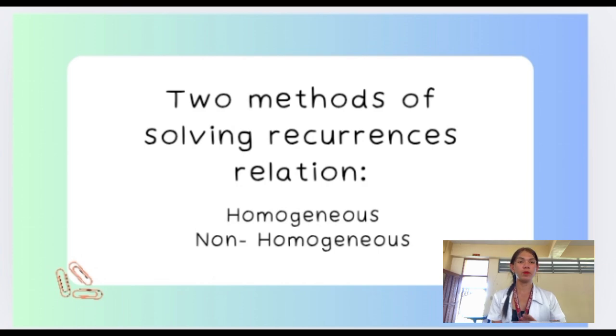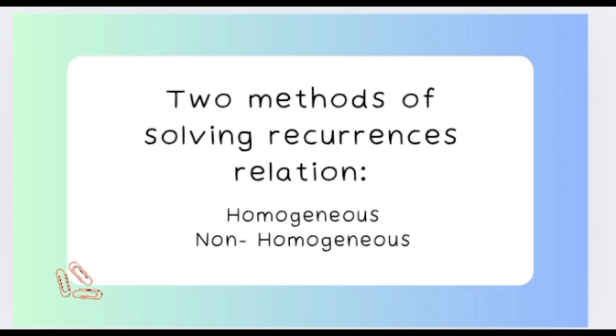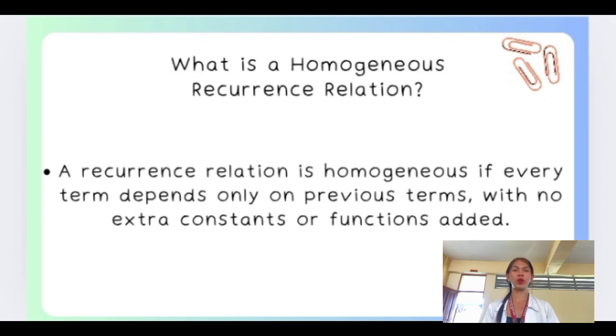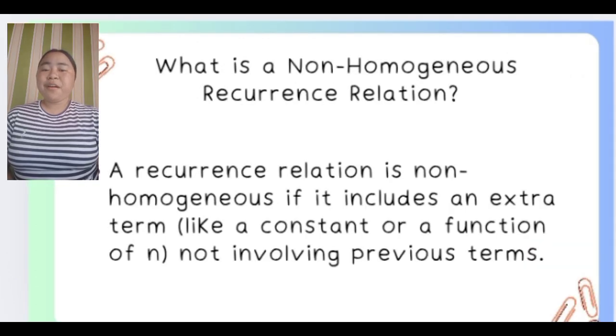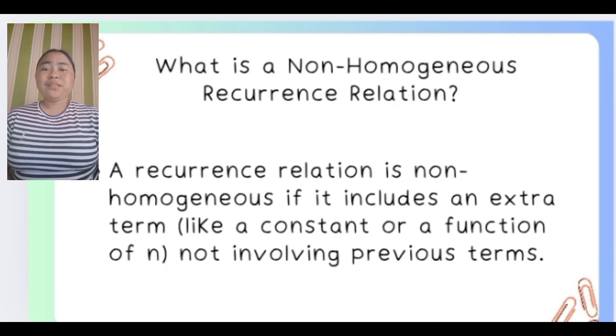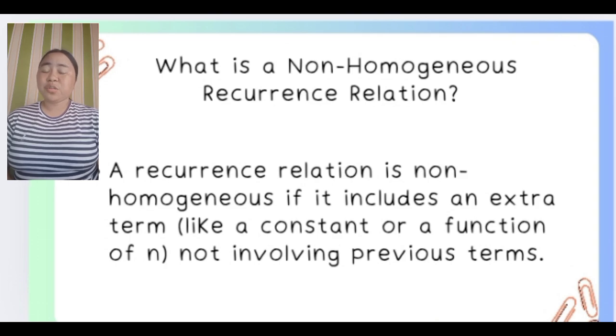There are homogeneous and non-homogeneous. So what is a homogeneous recurrence relation? A recurrence relation is homogeneous if every term depends only on previous terms, with no extra constants or functions added. The second method in solving linear recurrence relations is non-homogeneous. Now, what is a non-homogeneous recurrence relation? A recurrence relation is non-homogeneous if it includes an extra term, like a constant or a function of n, not involving previous terms.